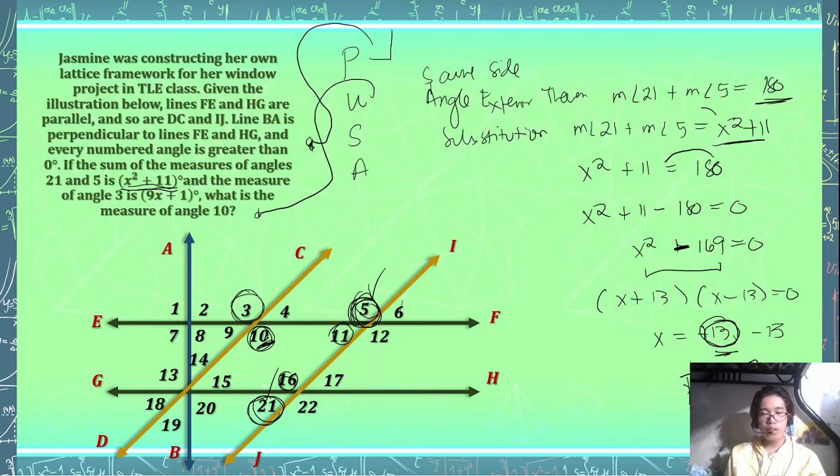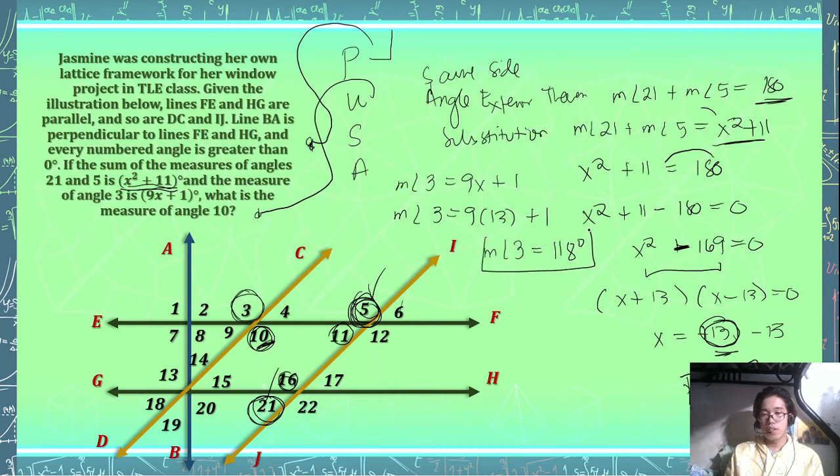Since we know that the measurement of angle 3 is equal to 9x plus 1, that's going to give us 9 times 13 plus 1. And what's 9 times 13 plus 1? 9 times 13 is 117, plus 1 gives us 118 degrees. So we got x equal to 13 from the one that we solved a while ago.